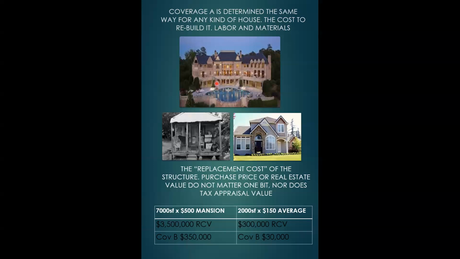And so if it's a super fancy mansion and everything in there is upgraded and crazy, it could come to $500 per square foot. And if it's a 7,000 square foot house times $500 per foot, then the replacement cost of that house is $3.5 million. That's the replacement cost. And that's the number that we are concerned with in the insurance business, the replacement cost. This could be a $10 million property, couldn't it?